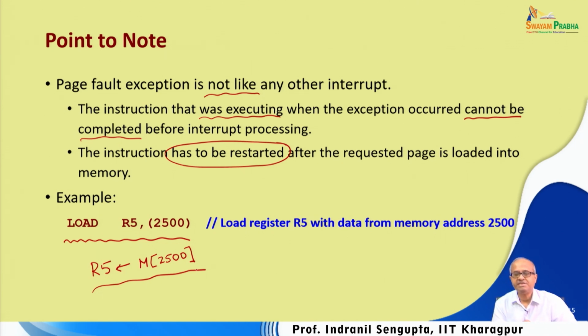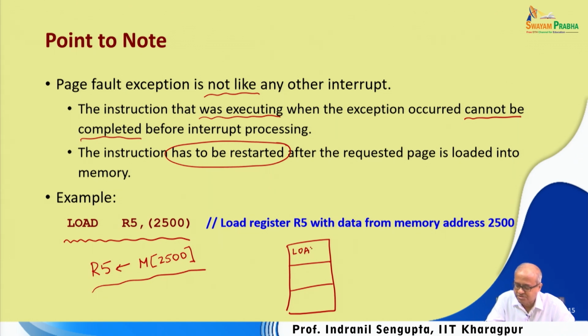So, when this instruction is executing, what will the CPU do? It will first access memory location 2500, read the data from there and then copy that data into register R5, right. But it may so happen, let us say if you think of the logical address space, these are the pages, let us say. Now, this load instruction may be part of one page, and this 2500 may be part of another page, this may be here.